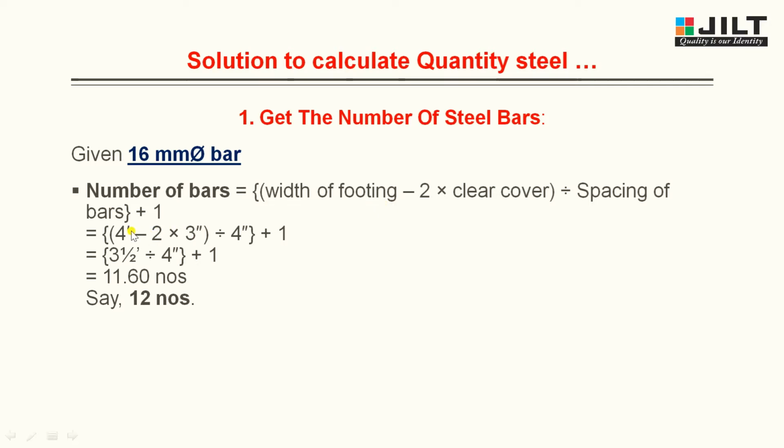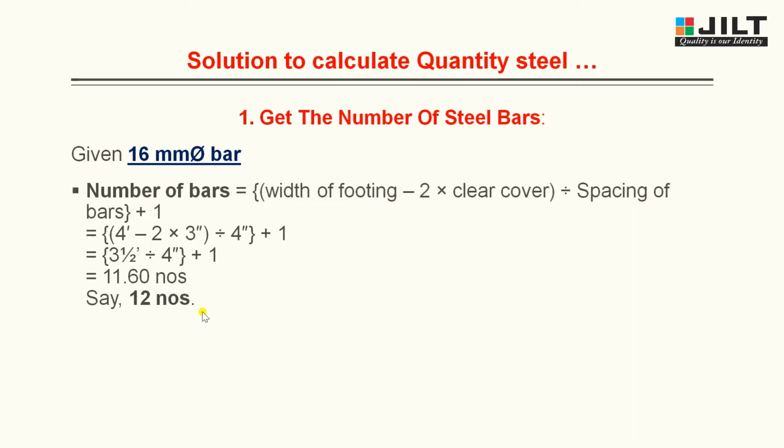As in the question we have just seen, the width of footing was given as 4 feet and 3 inches clear cover, clearly mentioned in the question. So 4 feet minus 2 into 3 inches, divided by spacing of bars center to center, which was provided in the question as 4 inches, plus 1. By calculating this formula, the approximate value is 11.60, so you can say it as 12 numbers.